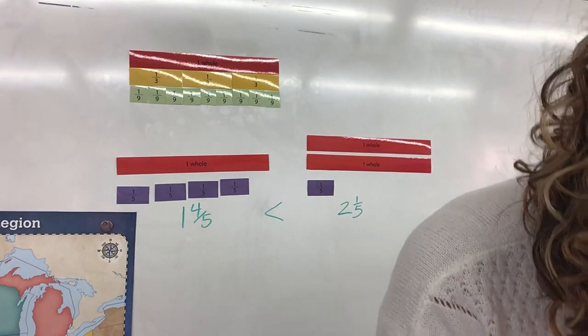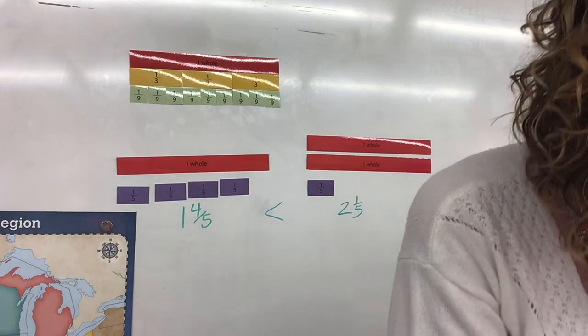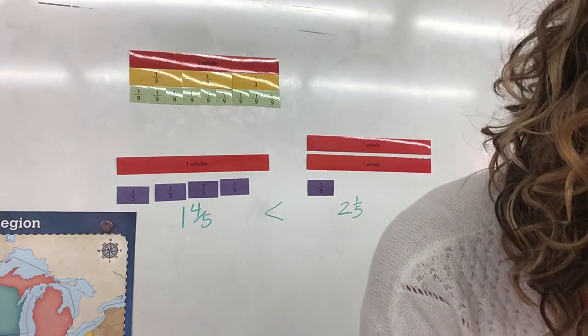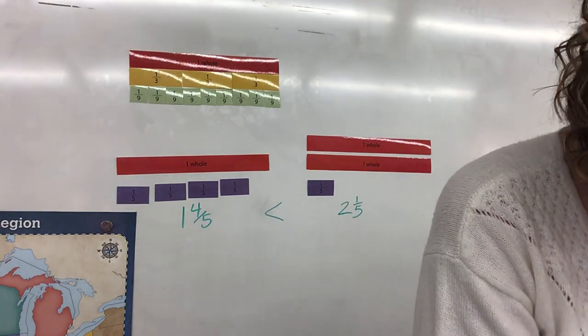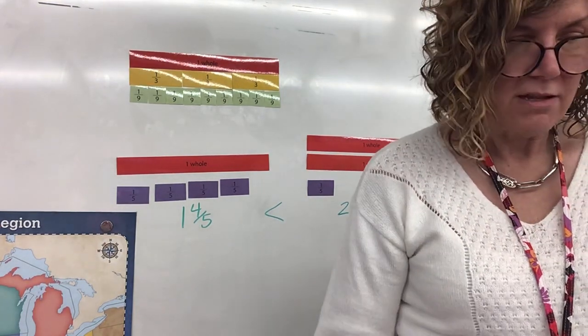Very good. Then you have 1/3 and 3/3. 1/3 is less than 3/3. And the last one is 4/8 and 3/8. So 4/8 is greater than 3/8. All right, greater than, yes.